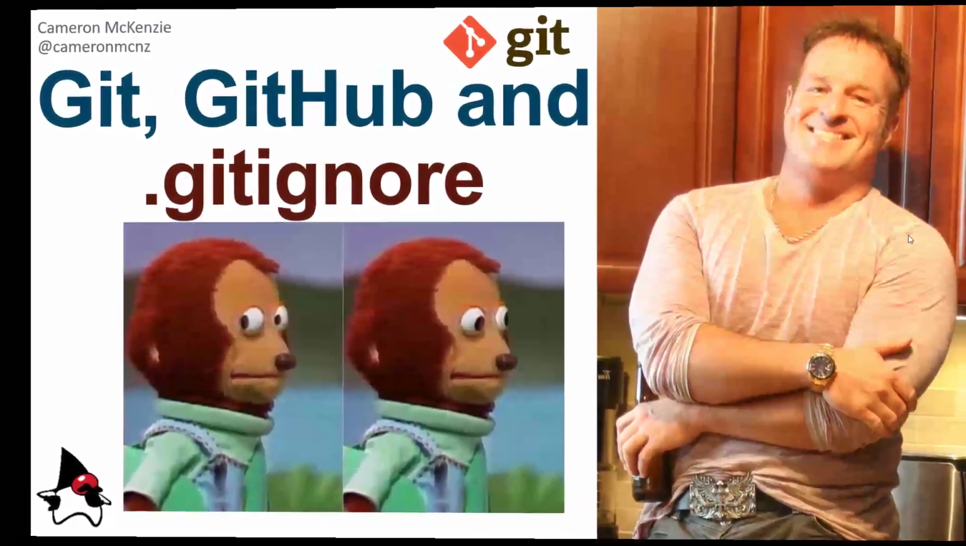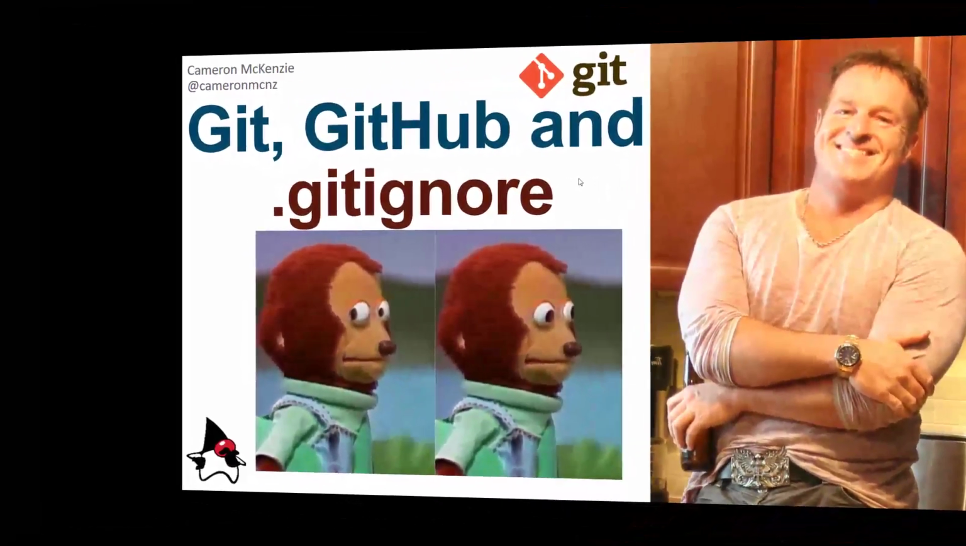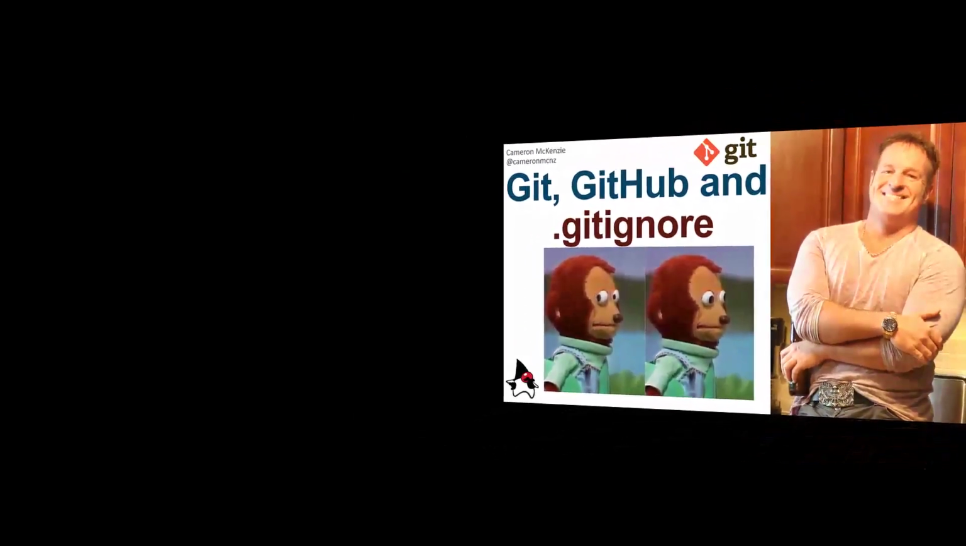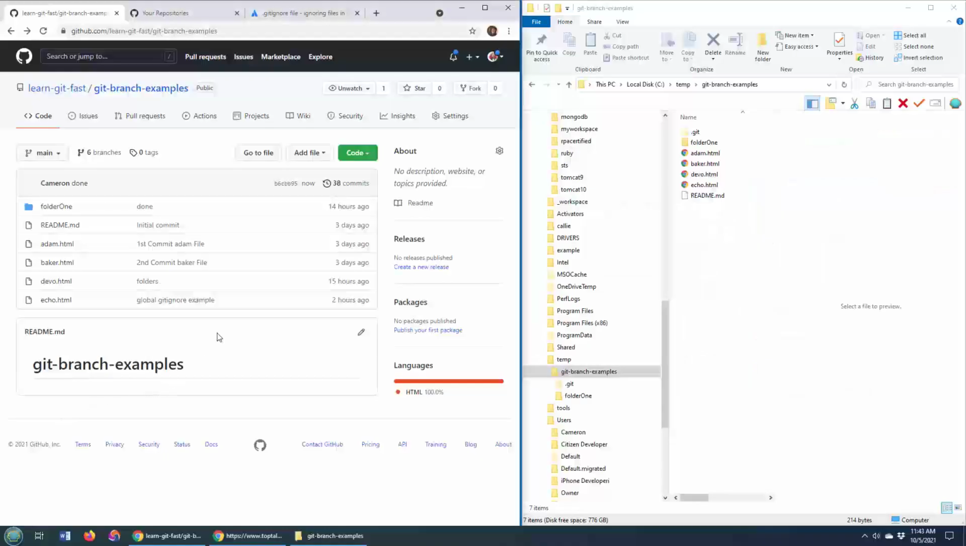Hey, I'm Cameron McKenzie, the editor-in-chief at theserverside.com, and I wanted to show you how Git, GitHub, and Git Ignore all work together. Now, as you can see, I've got a GitHub repository over here, a few files, Adam, Baker, Devo, and Echo, and over here I've got that whole repository cloned to my local machine.